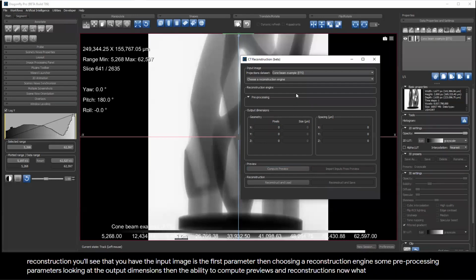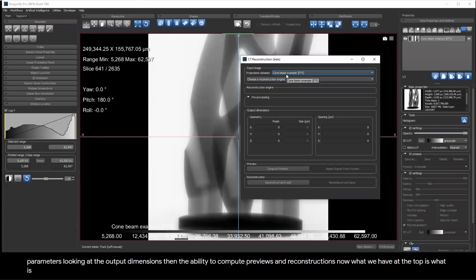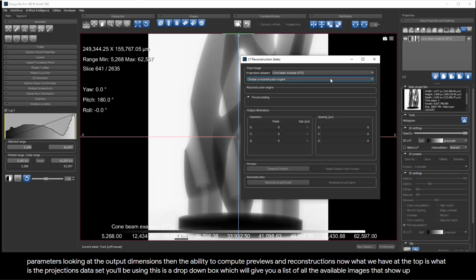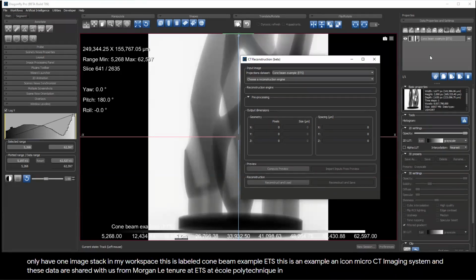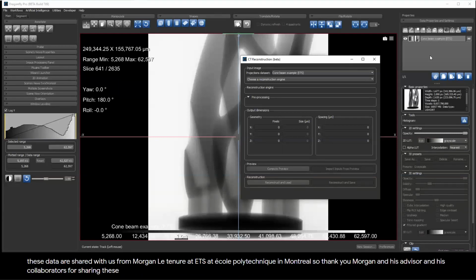Now, what we have at the top is what is the projections data set you will be using. This is a drop-down box which will give you a list of all the available images that show up over here. I only have one image stack in my workspace. This is labeled Cone Beam Example ETS. This is an example of a projection data set collected on a Nikon micro CT imaging system, and these data are shared with us from Morgan Letourneur at ETS at École Polytechnique in Montreal. So thank you, Morgan and his advisor and his collaborators, for sharing these data with us. If you have any laboratory CT system, you may have your own projection data.